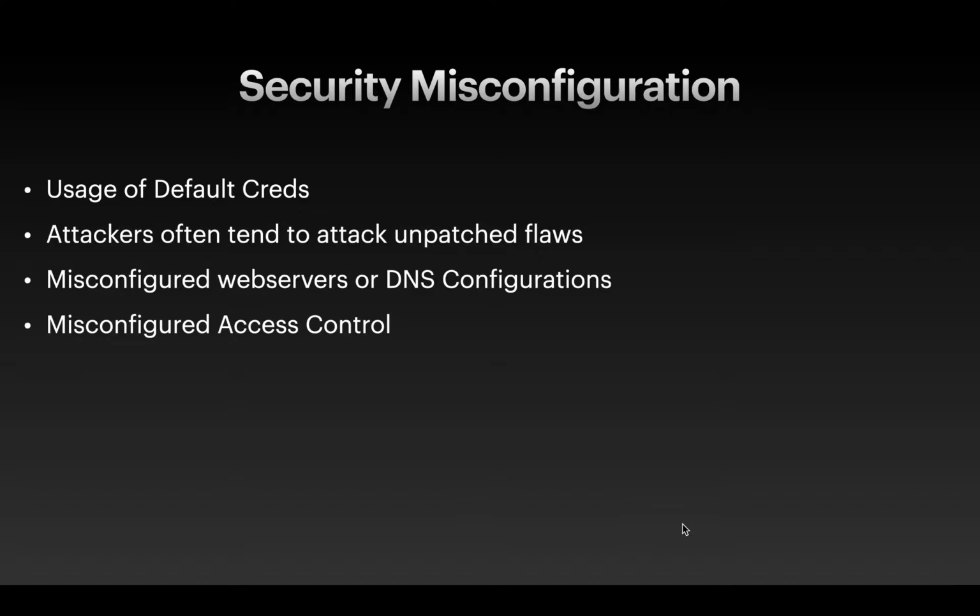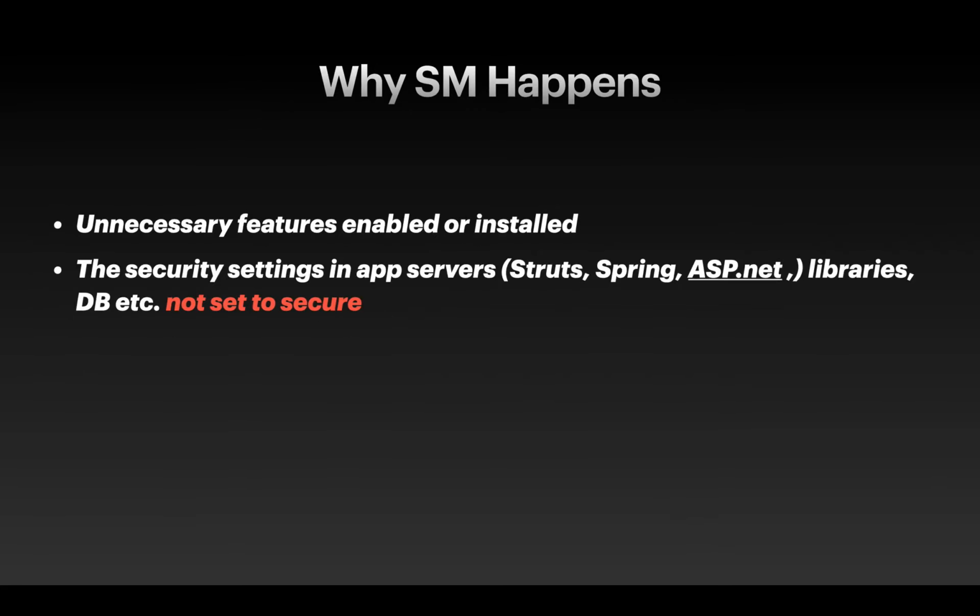Misconfigured access control between two users, an admin or a super admin, can also lead to security misconfiguration issues. Why does security misconfiguration happen? Whenever any application has started unnecessary features, so any web application or any database, if it has enabled unnecessary features or has installed unnecessary software, security misconfiguration can happen.